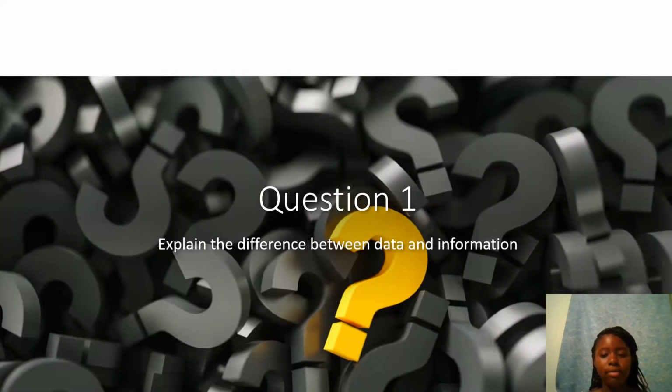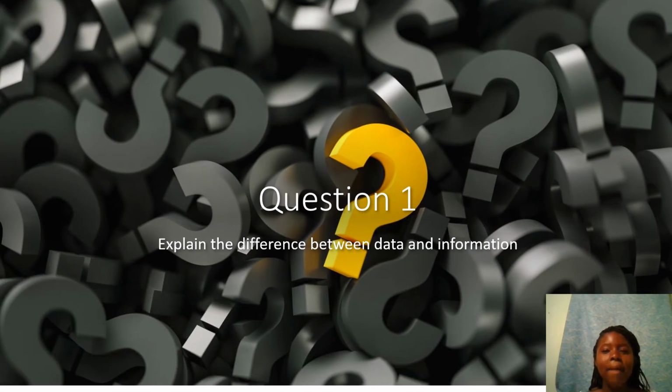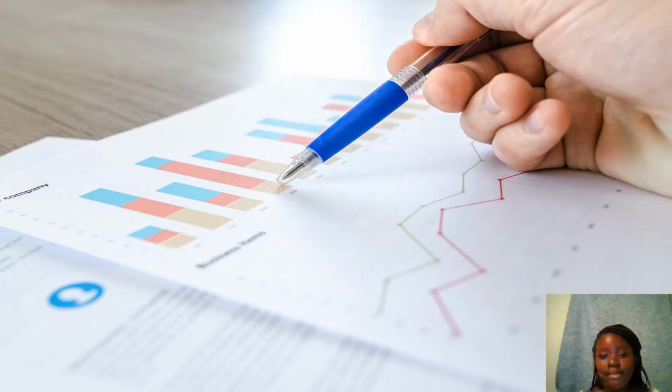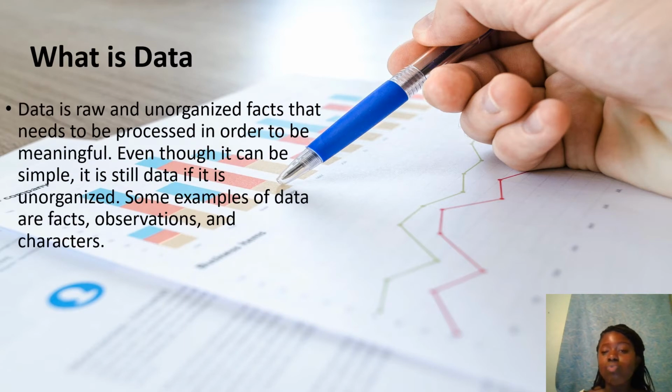Question number 1. Explain the difference between data and information. Let's begin. What is data? Data is raw and unorganized facts that need to be processed in order to be meaningful. Even though it can be simple, it is still data if it is unorganized. Some examples of data are facts, observations, and characters.